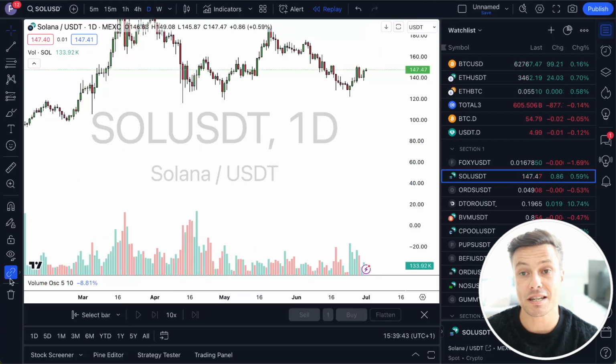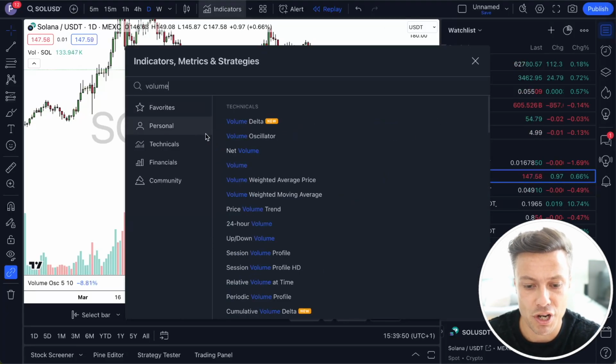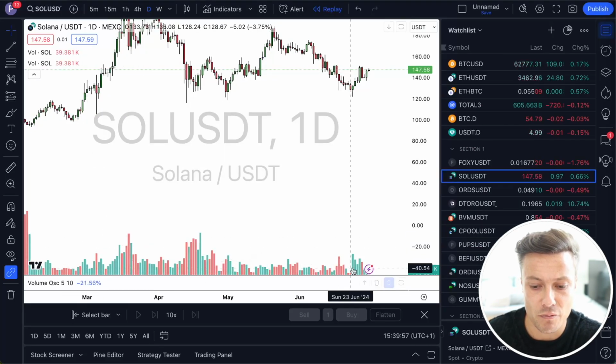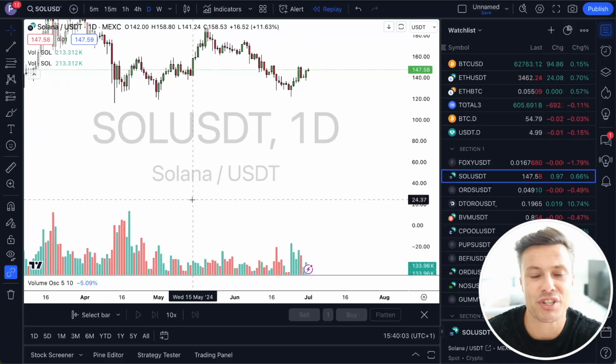Now we can also see something below which might be of use to you. If you click on indicators and you search for volume, I want you to go down and add this one where it says volume. You can see these green and red bars appear. Now what these indicate is how many people are rushing in and buying or selling on any given day.